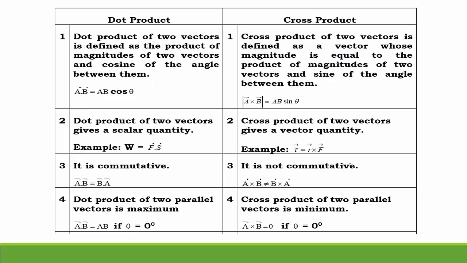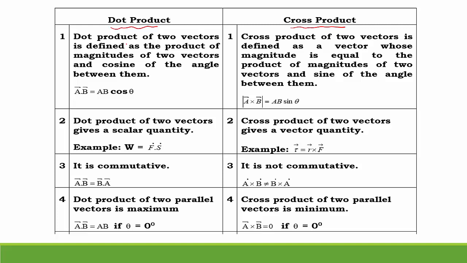Now we can study the difference between dot product and cross product. As we have studied, the product of two vectors is of two kinds: scalar product and vector product. Scalar product is also called dot product. Vector product is also called cross product. So now we can study some differences between dot product and cross product.